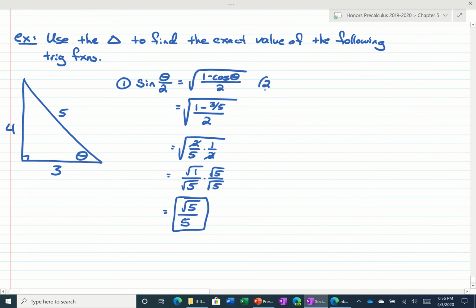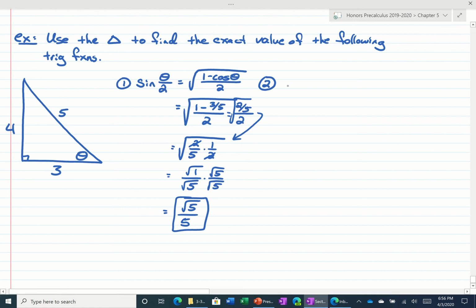Now, by the way, in case you missed it, this top 5 over 5 minus 3 over 5 is 2 over 5, and we're dividing by 2. So from that step, I got here, just so we're all on the same page. 2 over 5 divided by 2 is times 1/2.